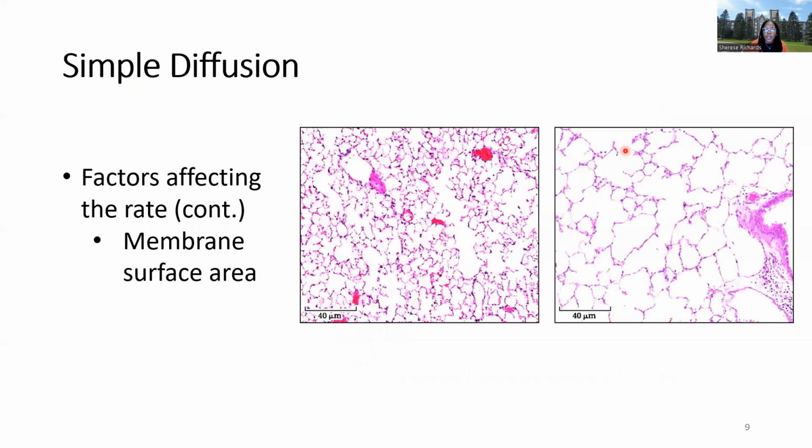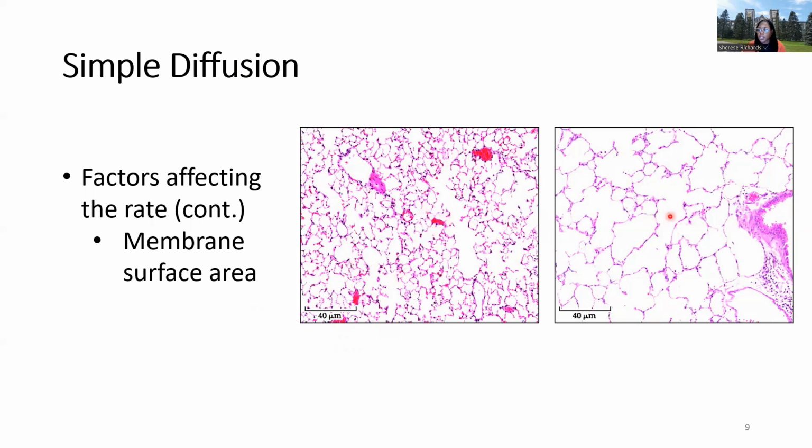The other factor here, the membrane surface area, right? So if we increase the amount of area, the amount of membrane that is exposed for particles to move, we're certainly going to increase the rate of movement of those particles. And a good example of that is if we look at the alveoli in the lungs.